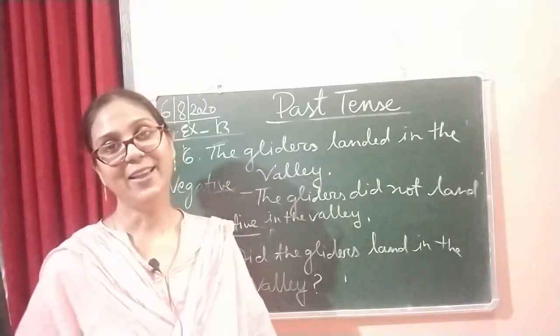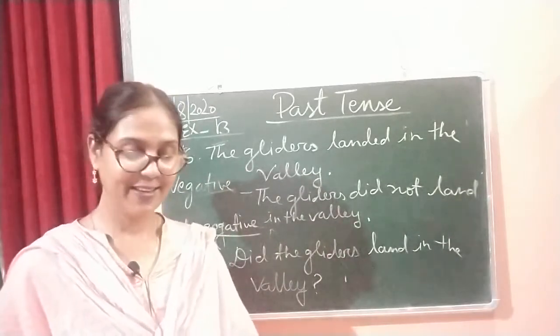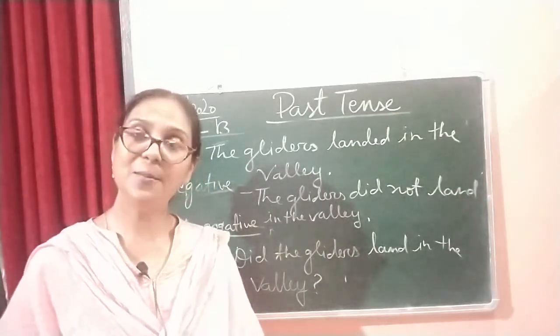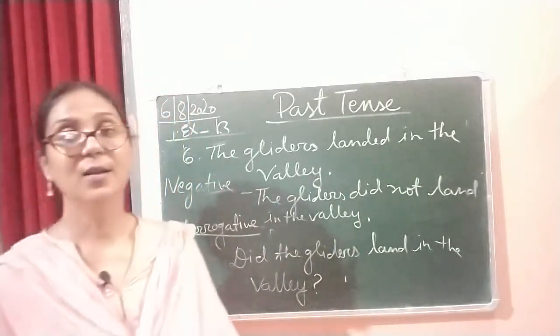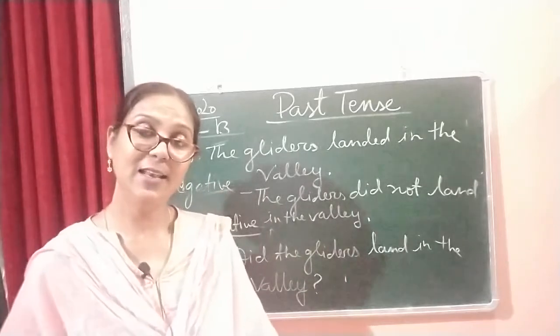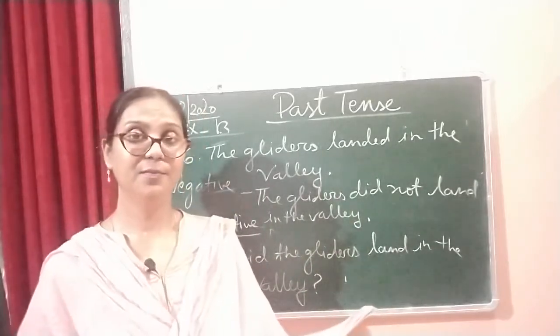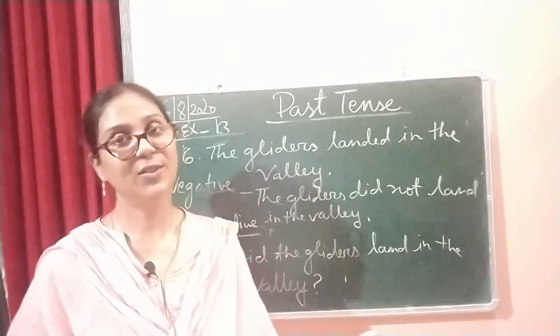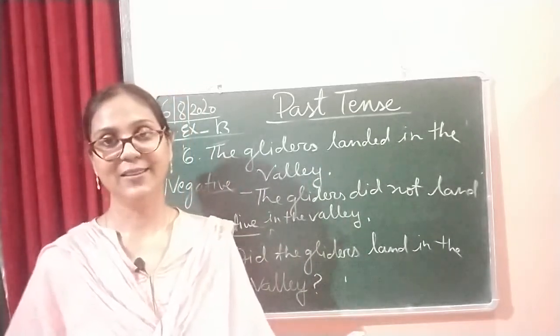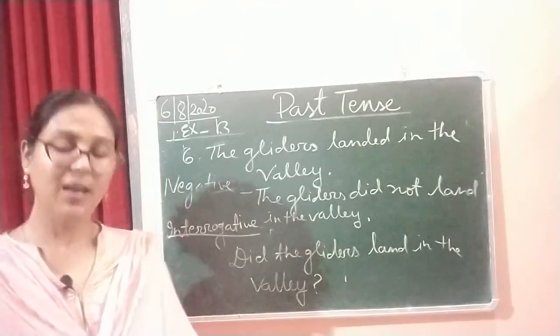So this way, we have completed this. How to form a simple past tense sentence in negative form or in interrogative form, that we have learned today, and we have solved the exercises.